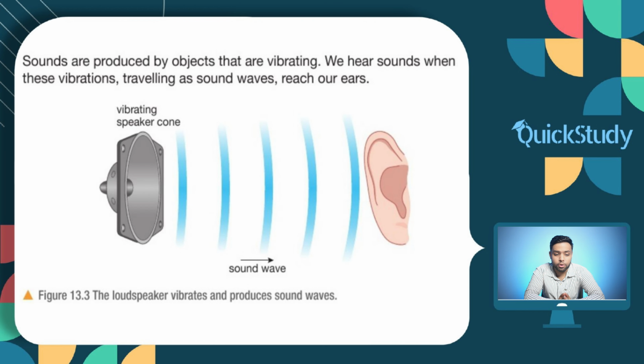So sounds are produced by objects that are vibrating. We hear sounds when these vibrations traveling as sound waves reach our ears. This figure shows how it happens. The loudspeaker vibrates and produces sound waves. This sound wave then comes to our ears.